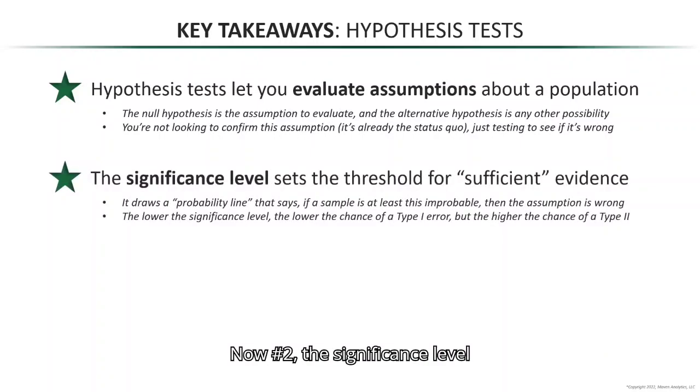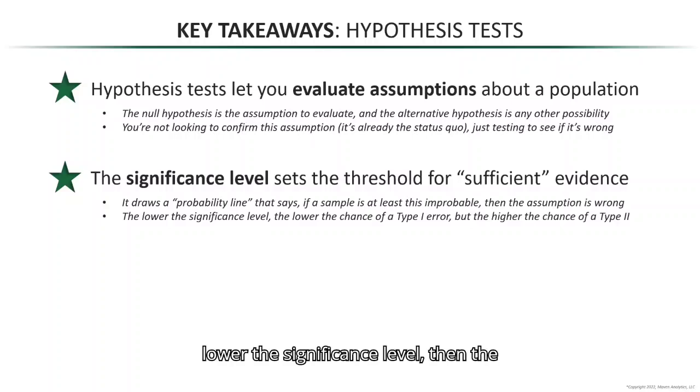Now, number 2, the significance level sets the threshold for sufficient evidence. When you don't have all the data on a population, which is usually the case in real life, then you'll never be 100% sure of anything, except for the fact that you don't know everything. So what the significance level does is draw a probability line that says, if a sample is at least this improbable, then the assumption I made in my null hypothesis is wrong, and I'm happy to accept the alternative.